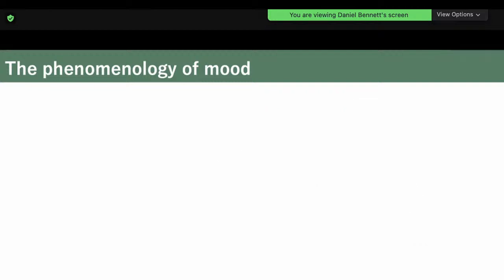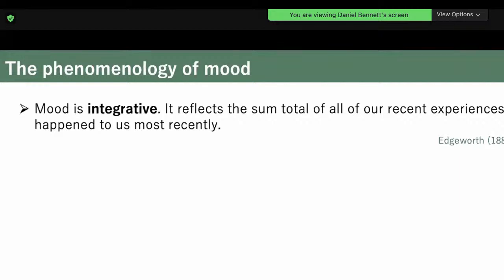Going more into the phenomenology of mood, it has three properties that we kind of want a theory to explain. The first of these, and not every theory of mood has all of these properties, this is stuff I distilled from reading a few different things.